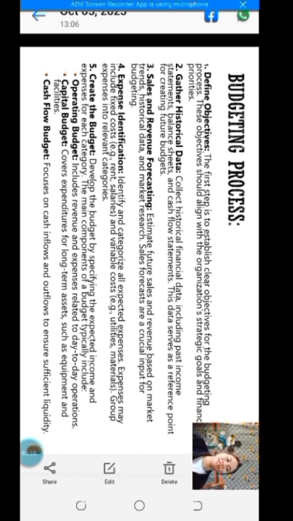So, number 3 is sales and revenue forecast. So, define the objectives, gather the data. Then, number 3 is sales and revenue forecasting. You should estimate future sales and revenue based on market trends.